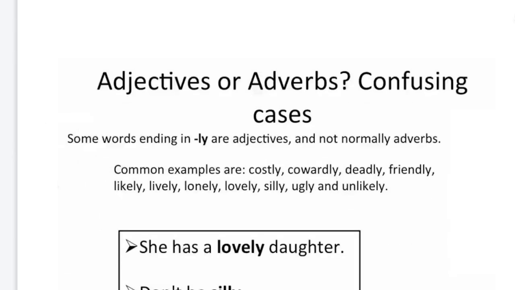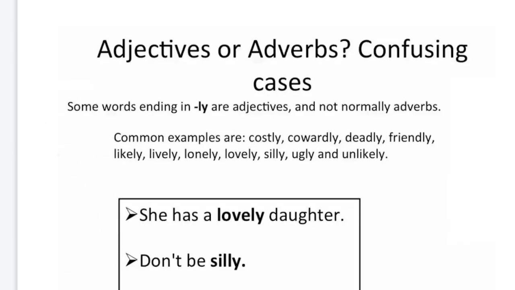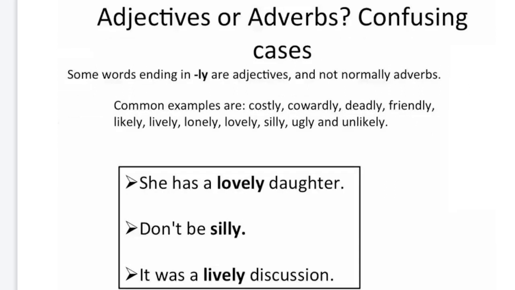Now, there are some confusing cases also. Now you know that adverbs generally have ly, but this is not always the case. For example, some words which end in ly are actually adjectives and not normally adverbs. These are the words which you have to remember: costly, cowardly, deadly, friendly, likely, lively, lonely, lovely, silly, ugly, unlikely. These are all adjectives. Although these end with ly, they are adjectives and not adverbs.